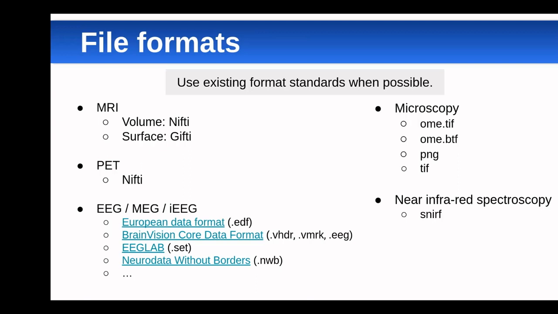I'm not going to go through all this because it would just get pretty long. If you have microscopy data, it's either PNG or TIFF or their OME equivalent. And near-infrared spectroscopy relies on the SNIRF format. So that's the data related to each of the imaging modalities that you're working with.